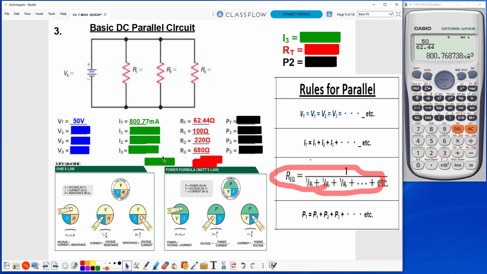Now it seems like we would be kind of stuck here. We don't have 2 out of 3 anywhere, but if I understand my series parallel rules, which you will have to have memorized for the test, I understand that on a parallel circuit voltage stays the same. So even though 50 volts was the only voltage value given on the Chapter 7 math handout, if you understand the rules, you can go ahead and make every one of these 50 volts.